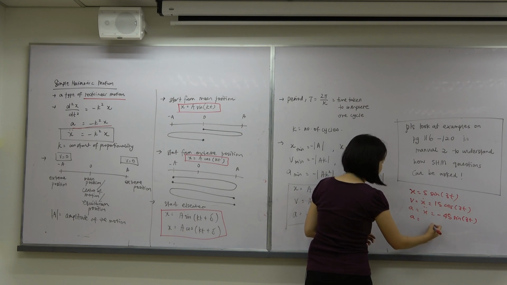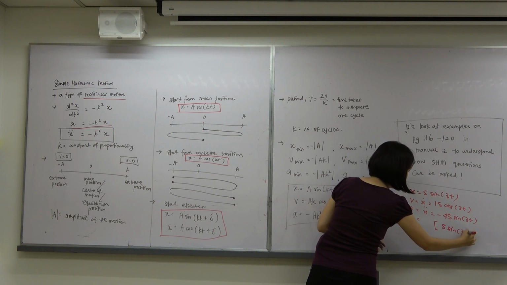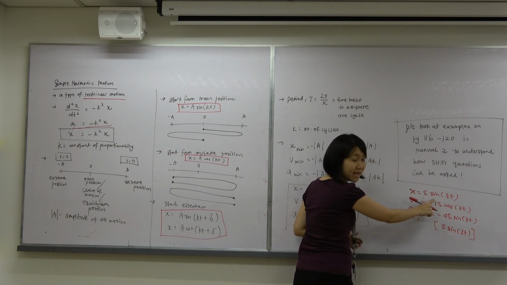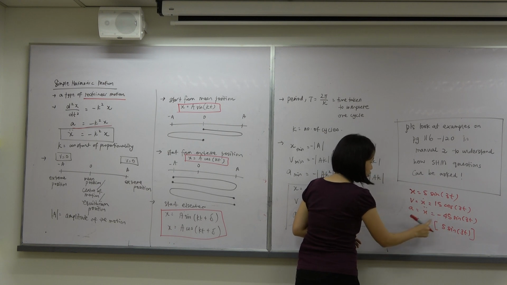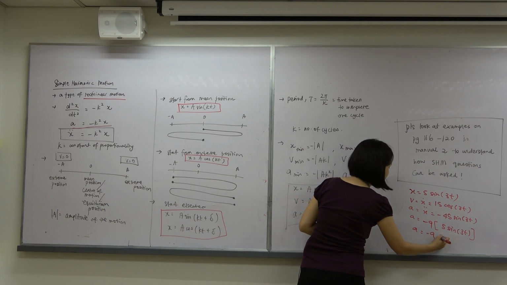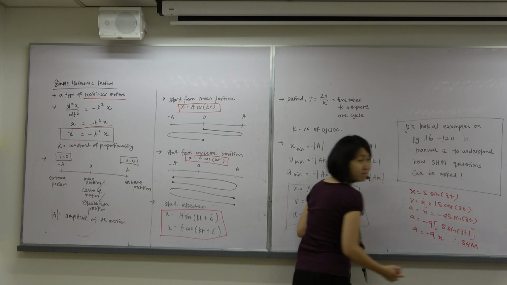So can I write a in terms of x? I can. And how am I to do it? I'm going to write my 5 sine 3t in brackets. Why 5 sine 3t? Because I need to bring in my x. So what do I multiply? In order to get negative 45, I need to put a negative 9. So when I look at it, a equals negative 9x, and therefore this is simple harmonic motion.